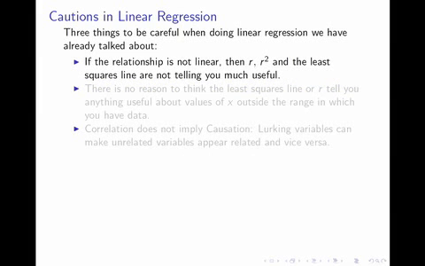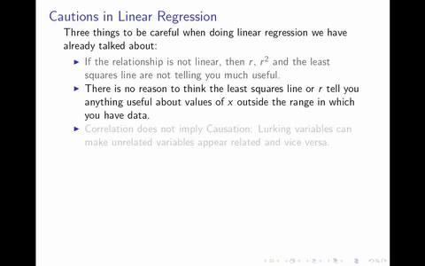Okay, so first, three cautions that should not come as a surprise to you because we've talked about them before. First of all, if the relationship between your two variables is not linear, then r squared and the least squares line are not telling you anything useful. None of them is worth doing. None of the interpretations we've talked about apply. You just shouldn't do them. So before doing any of those calculations, you should look at the scatter plot and make sure that the data is reasonably linear.